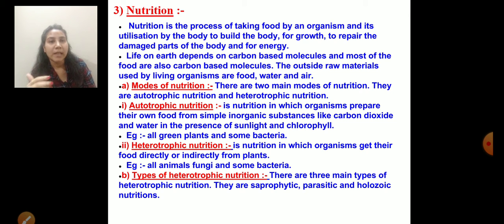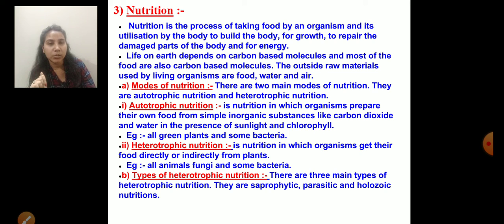Life on earth depends on carbon based molecules, and most of the food are also carbon based molecules. The outside raw materials used by living organisms are food, water and air. Nutrition is taken in the form of raw materials, which include food, water and air.